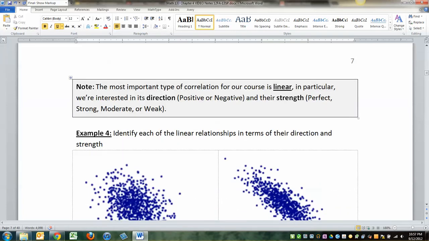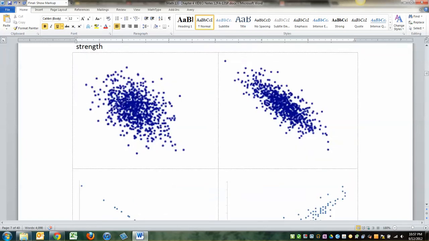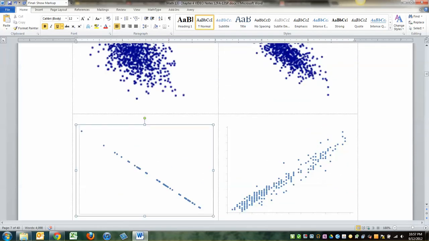Okay, now moving on to other stats topics. What we want to know is what kind of linear relation can we see? So we are interested in, can we see if it's positive or negative? And can we see if it's perfect, strong, moderate, or weak? So you look at these graphs and you figure out which ones you think are perfect and what kind of perfect they are. All right, give me a second. I got to type.